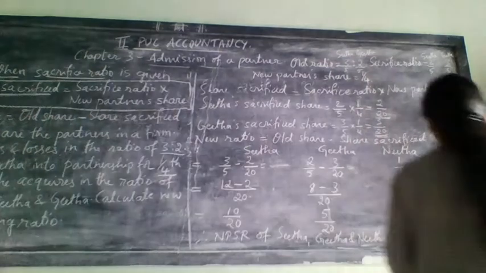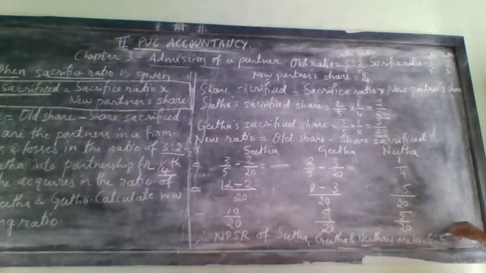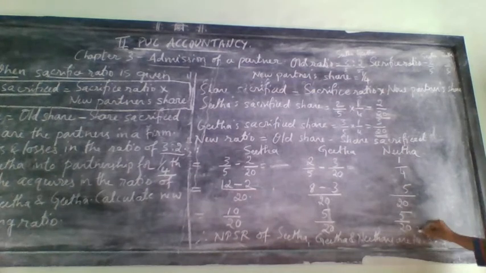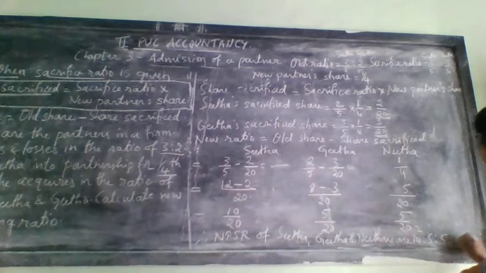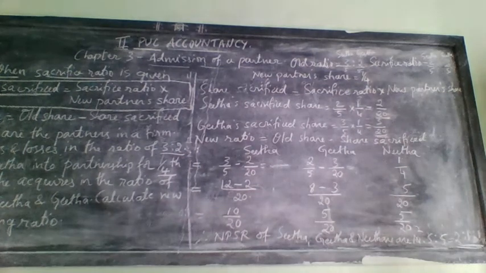Yes. Why? Because all three numbers can be divided by 5. So write here 5 ones are 5, 5 ones are 5, and 5 twos are 10. So how much will it come? 2:1:1. Understood?